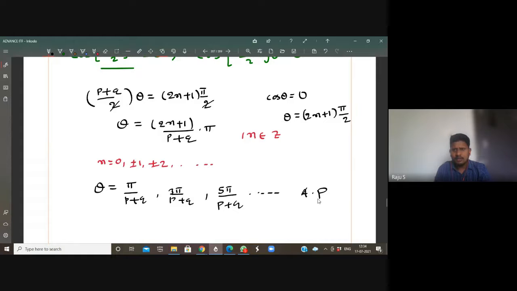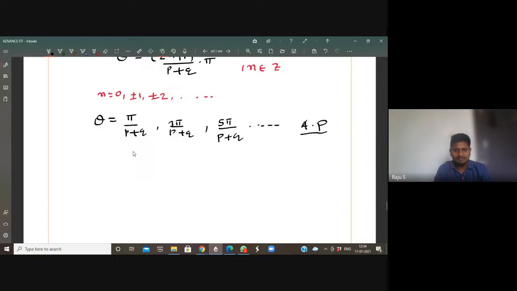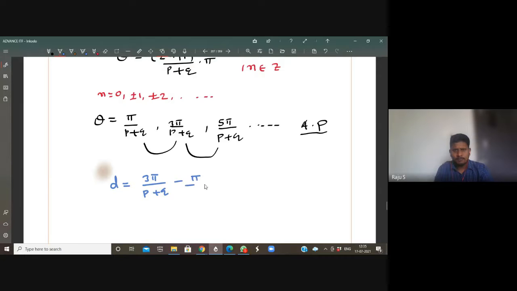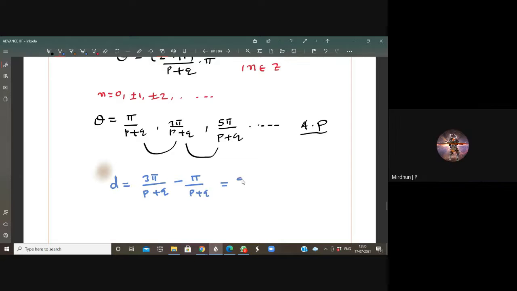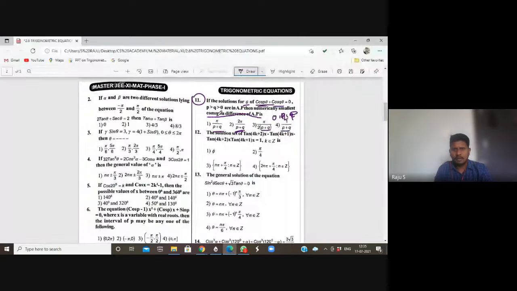These clearly form an AP. For an AP, just take the difference. Any two terms you can take, either first and second or second and third. Then the difference D is equal to 3 pi by p plus q minus pi by p plus q, which is nothing but 2 pi by p plus q. Got it? That's absolutely right. The second option is right.